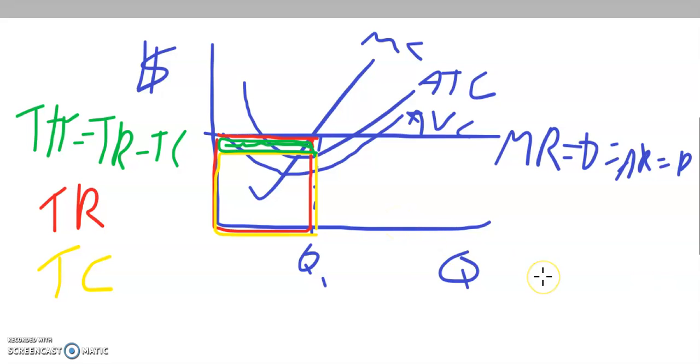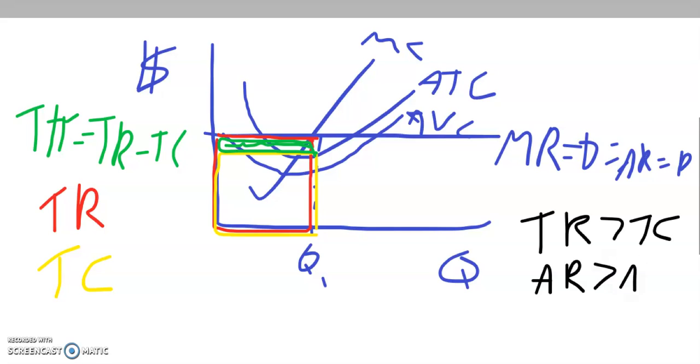Now, if I ask you how you know this firm's making a profit, there are several ways that you could say it. One way is total revenue is greater than total cost. That's true. Another thing you could say is that average revenue is greater than average total cost. That's also true here, because look, our average revenue is right here and our average total cost is right there. Or since price equals average revenue, you could say that price is greater than average total cost. And that's what I'm going to say most of the time: price is greater than average total cost.